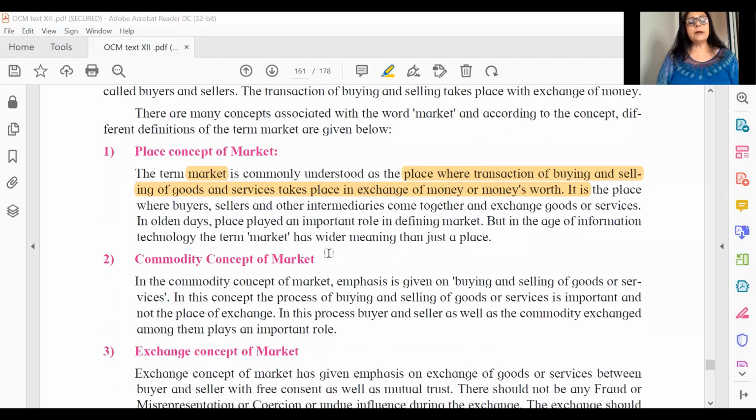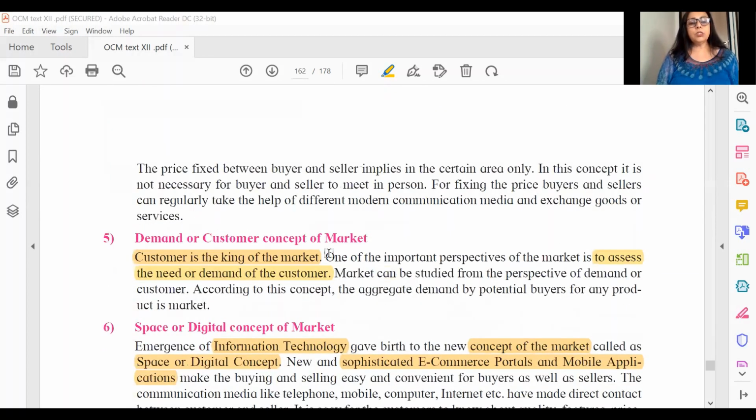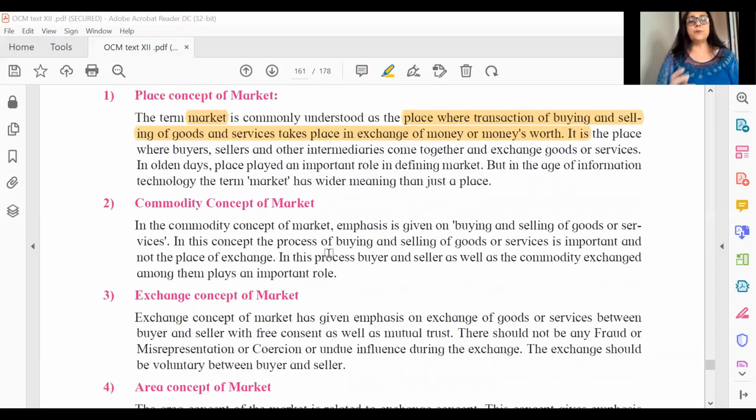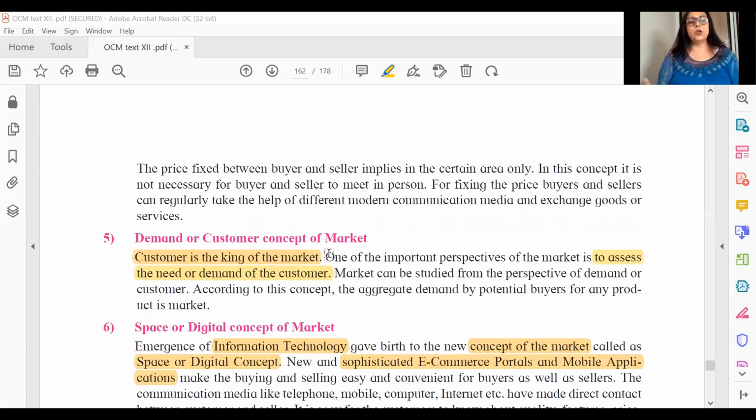Now, let us take this example of the different concepts of market. Place concept, commodity concept, exchange concept, area concept, demand or customer concept, space or digital concept. All right. So when you are talking about this kind of a question, what can we expect for an objective? Suppose you have odd one out, choose the odd one out. And you have place concept, exchange concept, digital concept, and the fourth extra option could be something like online, or marketing concept. Okay, so there's nothing like marketing concept.